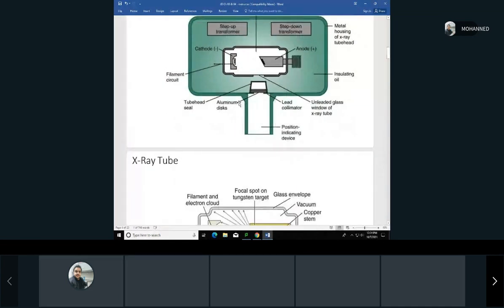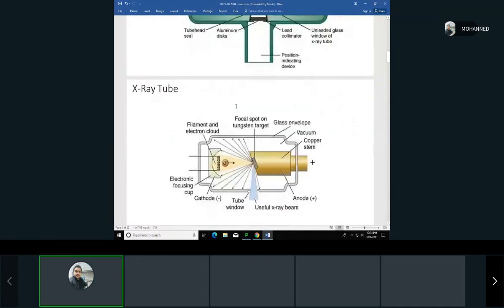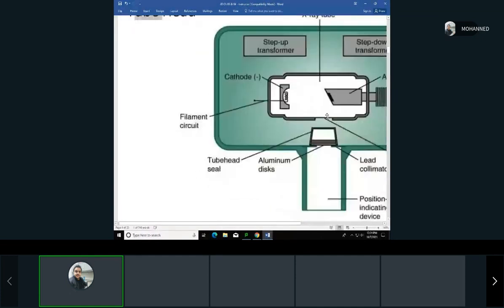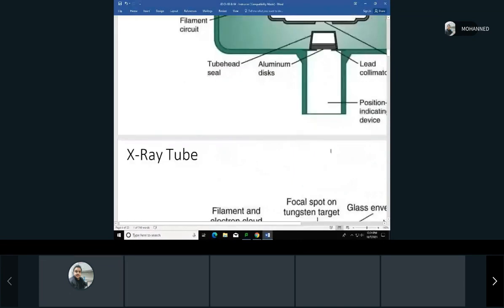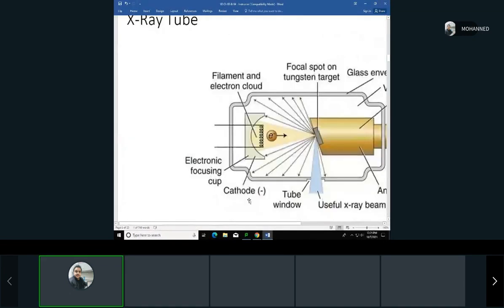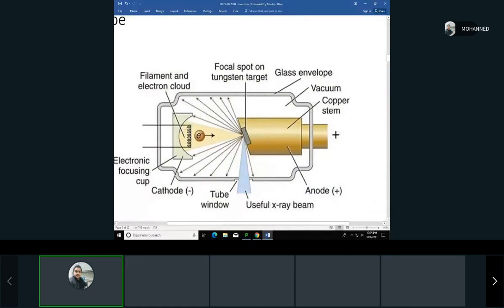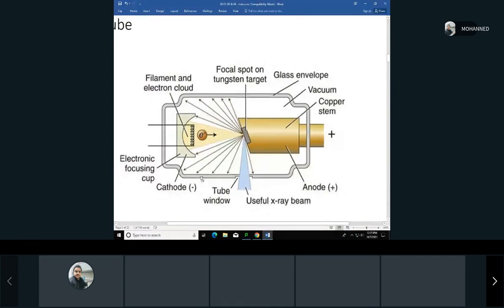And again, this is just a closer picture or diagram. You definitely need to know these markings, so labeling of all of that here, you need to know that. The X-ray tube itself, this is just a closer picture. Again, we have the filament, which is also tungsten. And then we have the focusing cup that will shoot the electrons towards the target that is in the anode, right? And then you have your X-ray that will come through it.